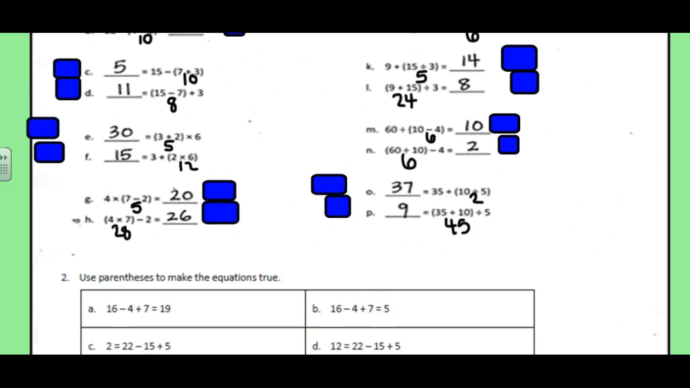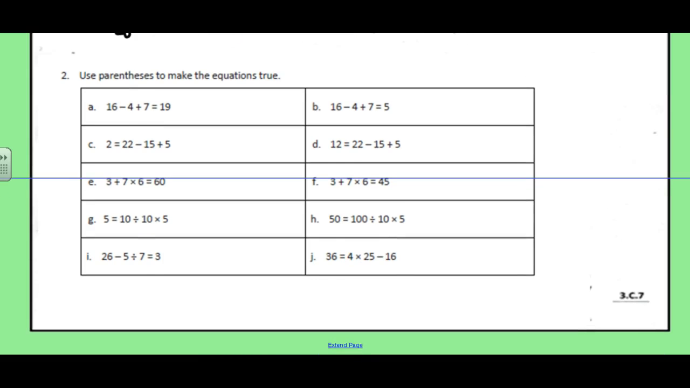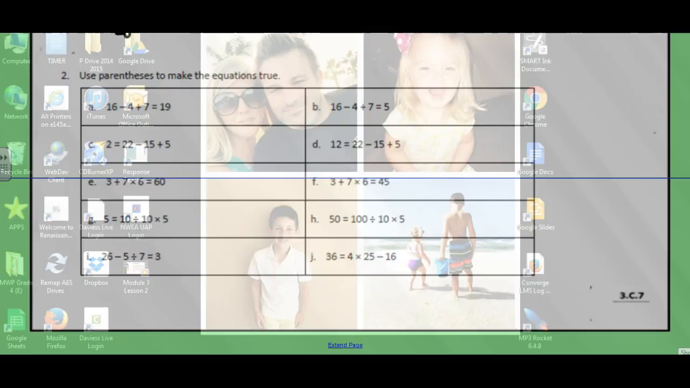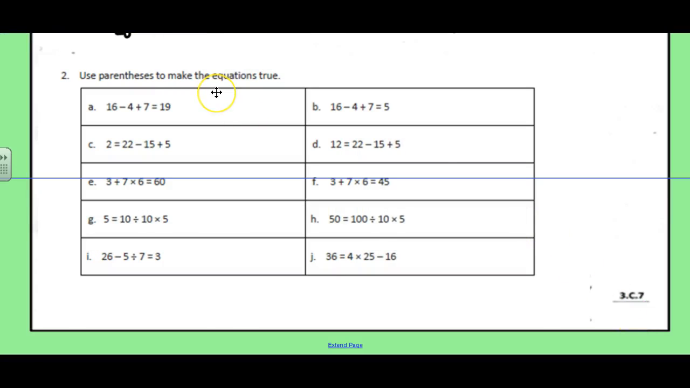We're going to move on to the next part of the problem set. We did this in the lesson. It says use parentheses to make the equations true. So you're going to have to put parentheses in these equations to make sure they equal what it says that it equals. So for this first one, we've got 16 minus 4 plus 7 equals 19. So I want you to start by putting your parentheses around the 16 minus 4. And I want you to figure out what 16 minus 4 is, add 7 to that, and see if it equals 19. Push pause to do that.